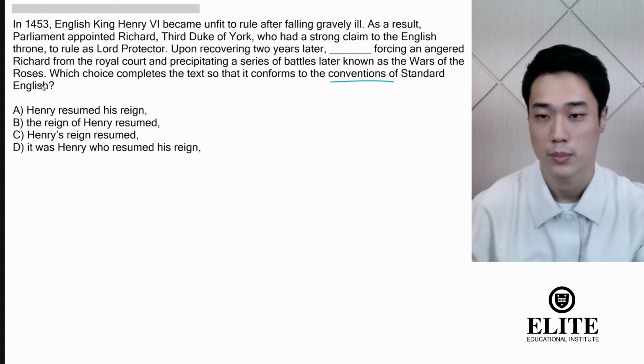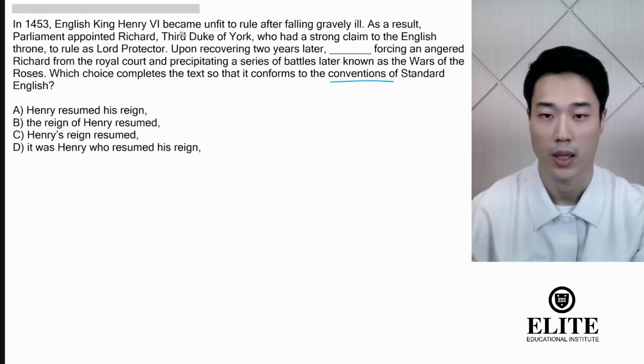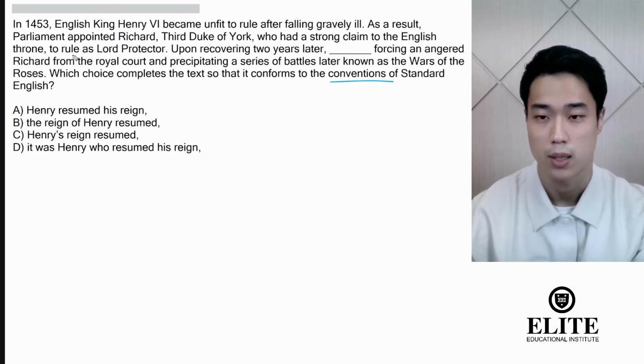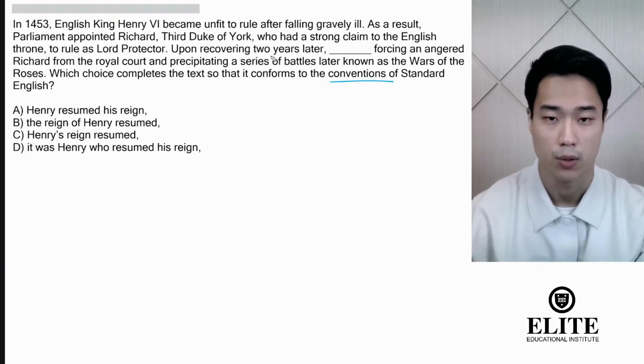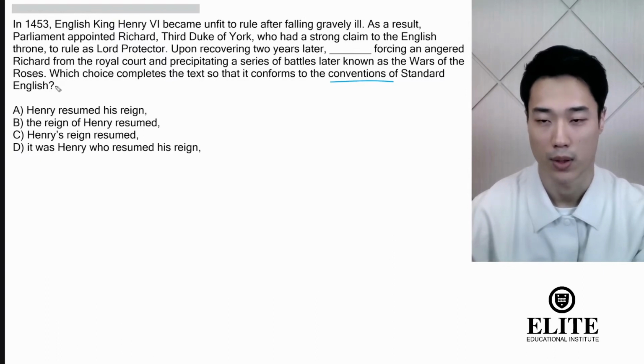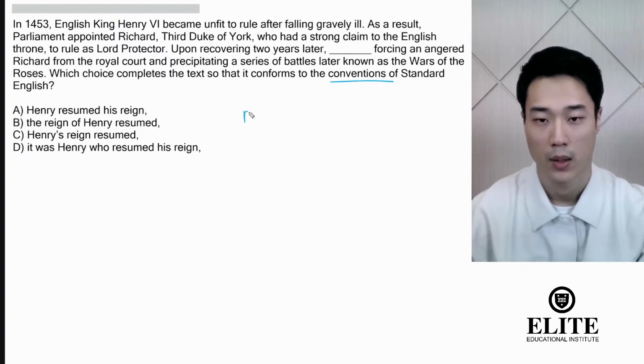Another grammar question. In 1453, English King Henry VI became unfit to rule after falling gravely ill. As a result, Parliament appointed Richard, 3rd Duke of York, who had a strong claim to the English throne, to rule as Lord Protector. Upon recovering 2 years later, blank, forcing an angered Richard from the royal court and precipitating a series of battles later known as the Wars of Roses. All right, so we're talking about modifiers here.